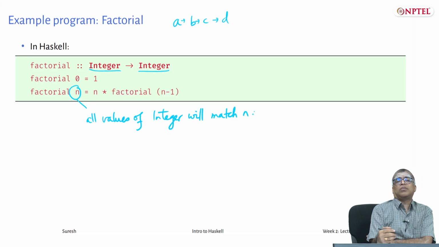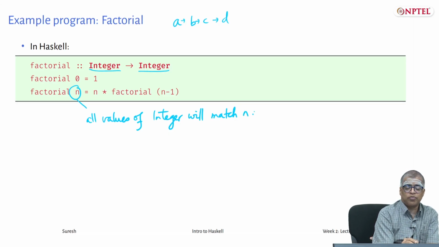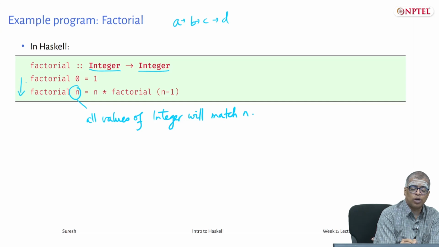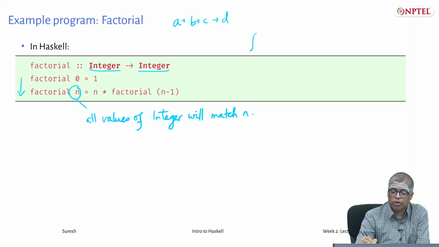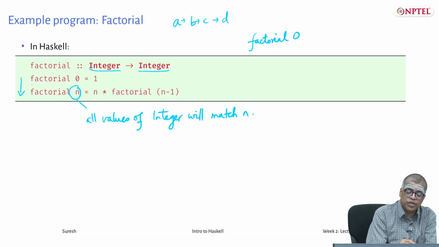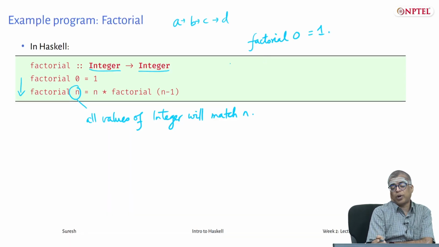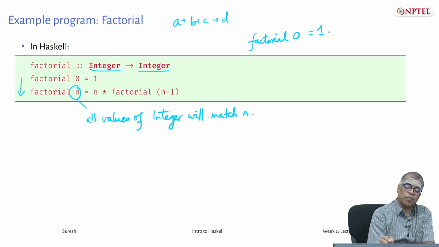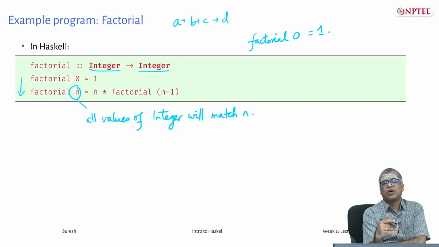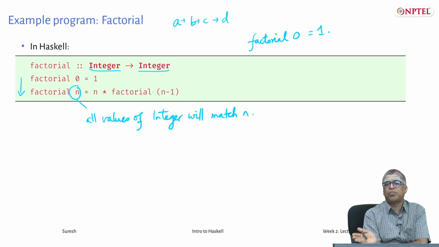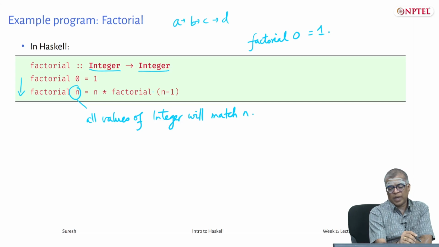But recall that pattern matching in Haskell happens from the first definition till the last. So it will go in this order. So if I give factorial of 0, it will match the first definition and I will immediately get 1. Note that there is a problem if factorial 0 goes to the second definition, because you will define it as 0 times factorial minus 1, and factorial minus 1 is minus 1 times factorial minus 2, and it will keep going on without any end. So it will not terminate at all. So it is good that Haskell matches it from top to bottom.